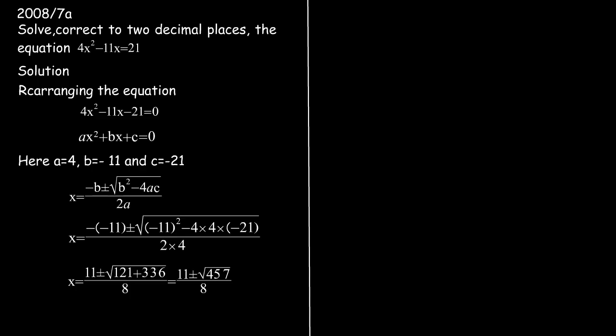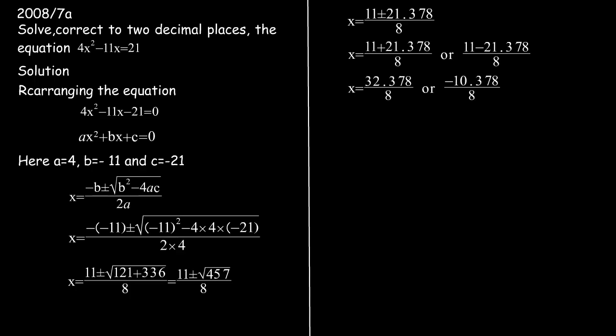The square root of 457 is 21.378, so x will be equal to 11 plus or minus 21.378, divided by 8. At this point, x will be equal to 11 plus 21.378 divided by 8, or 11 minus 21.378 divided by 8, which will make x equal to 32.378 divided by 8, or minus 10.378 divided by 8. Calculating, x will be equal to 4.05 or minus 1.30 to 2 decimal places.